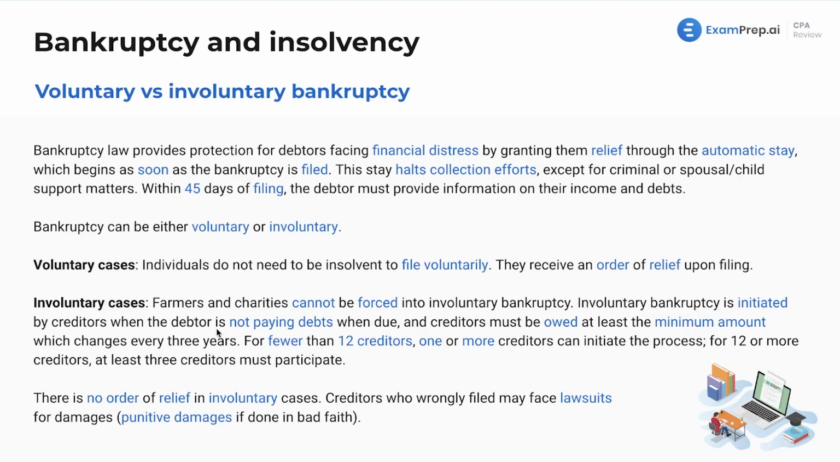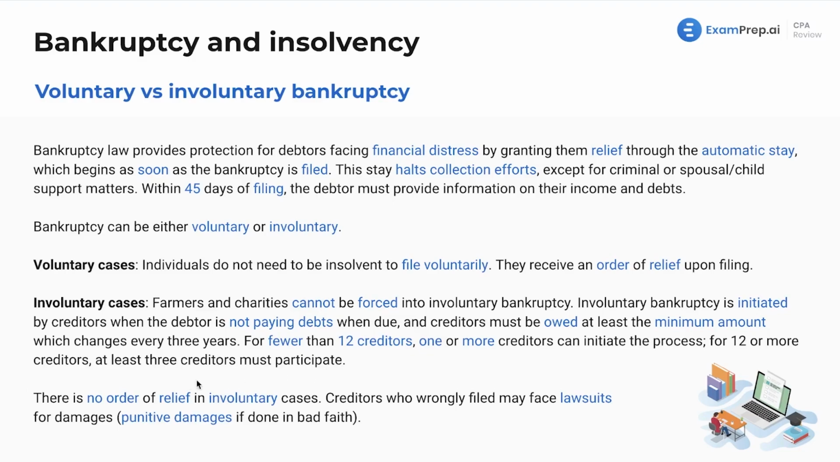Involuntary bankruptcy is initiated by creditors when the debtor is not paying debts when due, and creditors must be owed at least the minimum amount, which changes every 3 years. Make sure you memorize that and you're familiar with it. For fewer than 12 creditors, one or more creditors can initiate the process. If the individual or entity owing money has 12 or more creditors, at least 3 creditors must participate. This is something I would memorize and be familiar with if you ever get a question on bankruptcy.